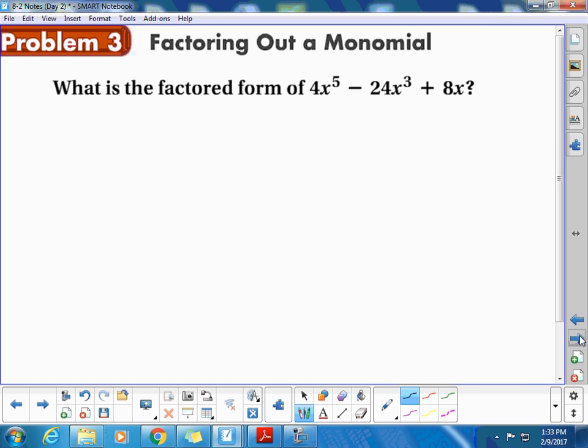So again, just another one. Our numbers 4, 20, negative 24, and 8 all are numbers that are divisible by 4. So I know I can take out a 4. The most x's I can get out, because they all have x's, but I can only get one x out because this last term, 8x, only has one x in it. So I am going to divide everything by 4x.